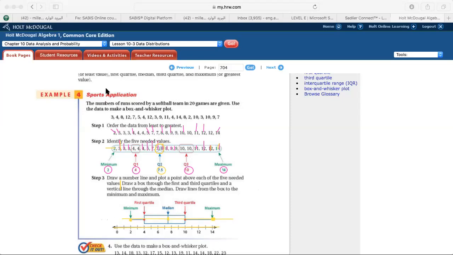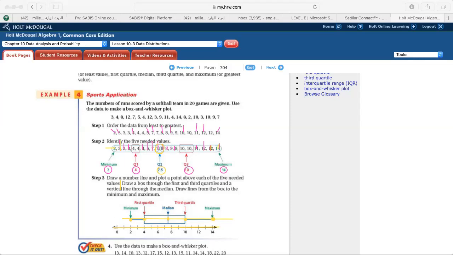Then the first quartile, Q1, is 4, so I'm going to plot a point here over 4. And the third quartile is 10, so I'm going to plot here a point over 10. So here I got the 5 points.